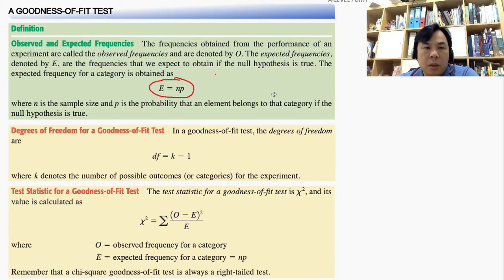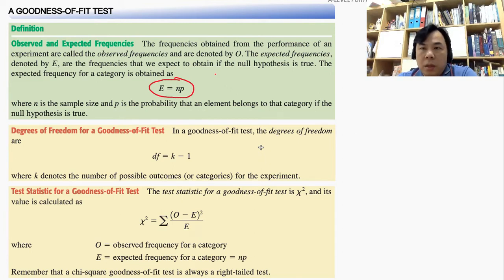And then next, to carry out a chi-square hypothesis test, we need to determine the degree of freedom, because these distributions use the degree of freedom to capture the behavior of the data that you have collected. This degree of freedom is given by k minus 1, where k represents the number of possible outcomes, or most of the time the categories for that particular experiment.